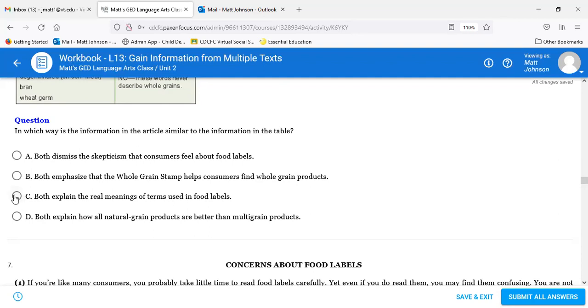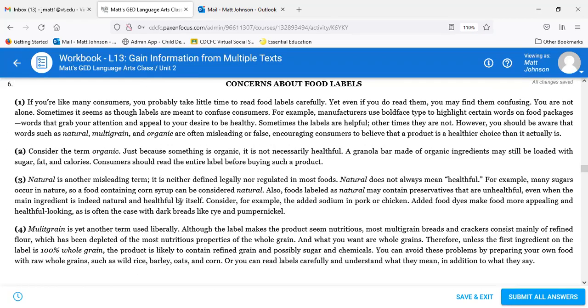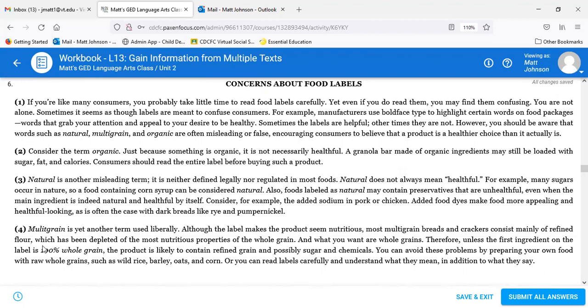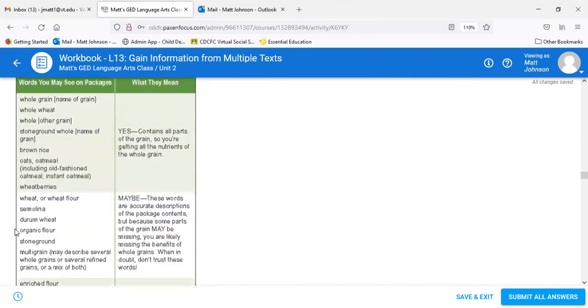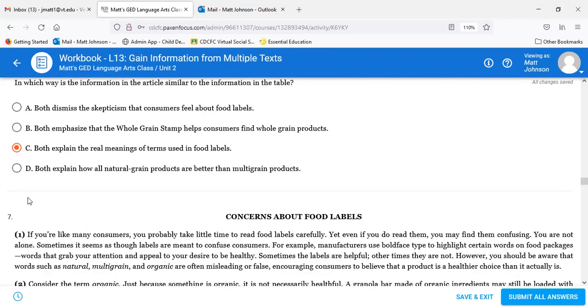So they both explain real meanings of terms used in food labels there. We look up, it talks about multigrain, natural, and organic are misleading. Natural has no agreed upon, solid set in stone meaning or definition, and multigrain is also a term that's used very liberally. And then we get them broken down here at the table. 6 is C as in cat.